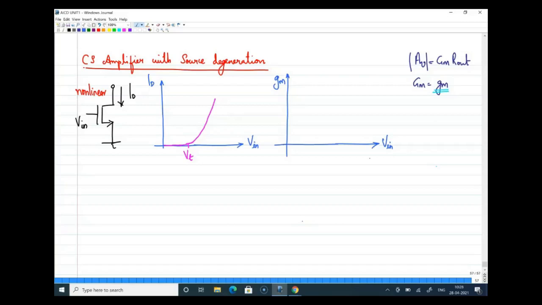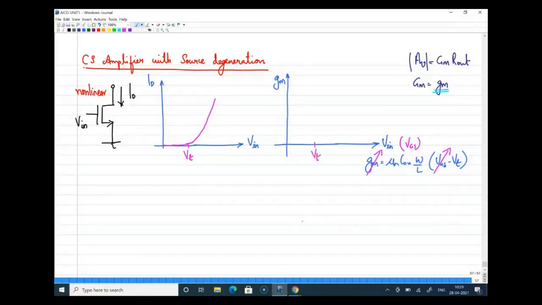We know the relation that gm is equal to mu Cox W by L into (VGS minus VT). That is what we know in general about the transconductance. VGS is Vin if you have a MOSFET where the source is tied to ground. So if there is a variation in VGS, definitely gm will also vary. Both VGS and gm are linearly related. When I say linearly related, it is not a straight line starting from the origin.